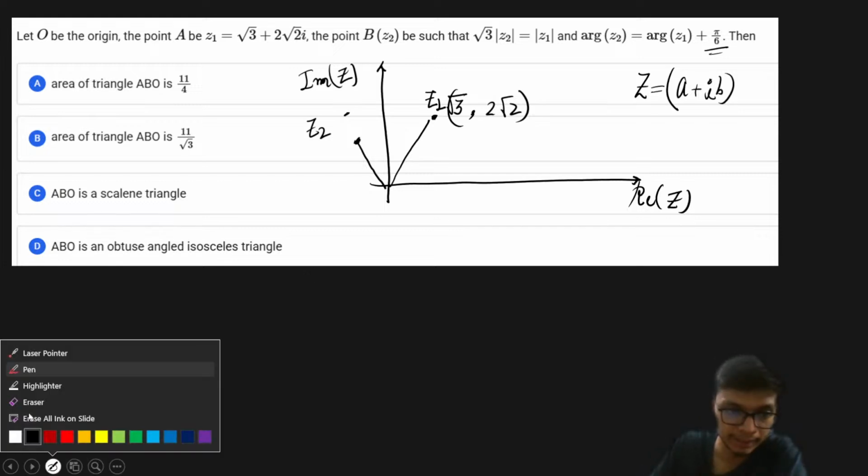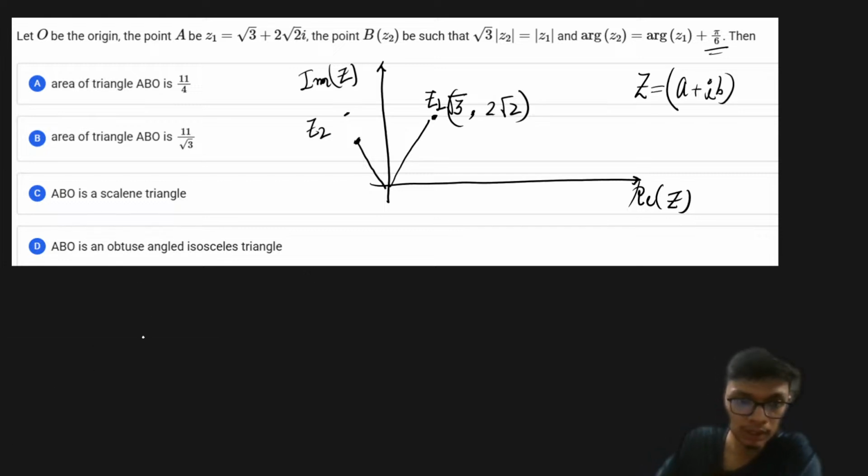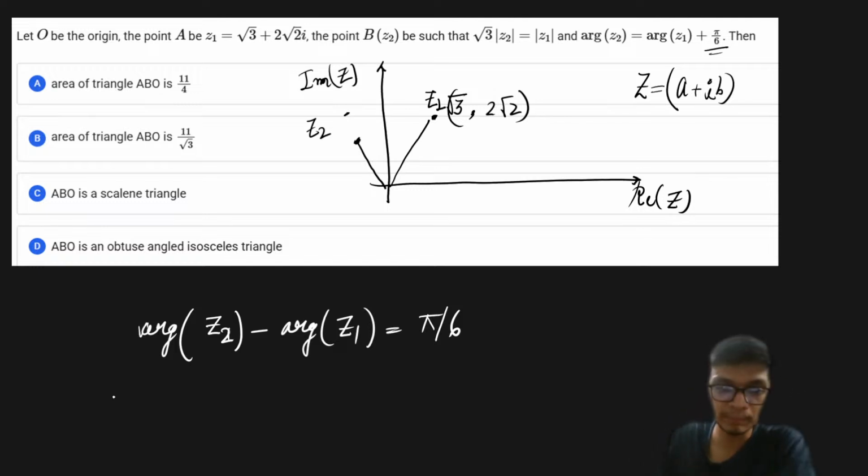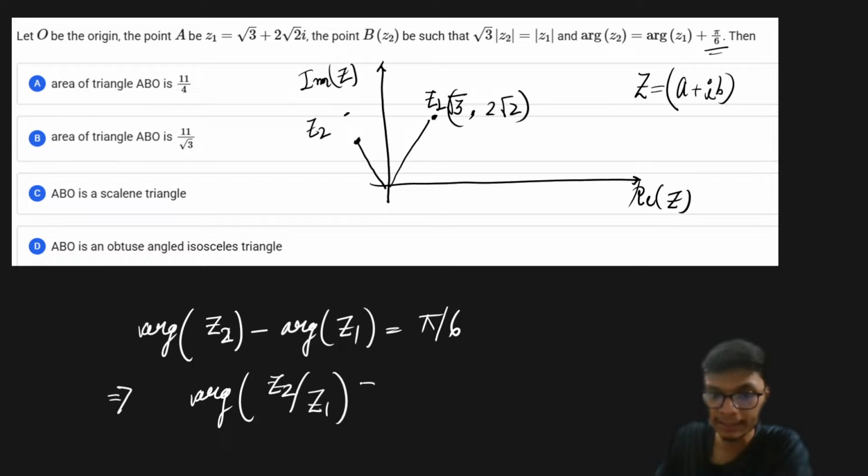What I can do now is, I know that the argument of z2 minus the argument of z1 is equal to pi upon 6, right? That is what is mentioned. Next I can simply use the property of the difference of arguments and write this as the argument of z2 upon z1, which is given as pi upon 6.